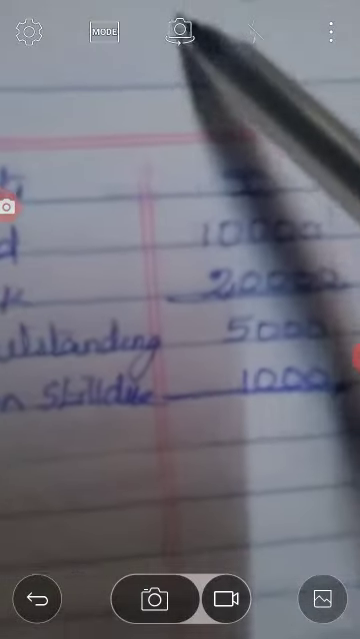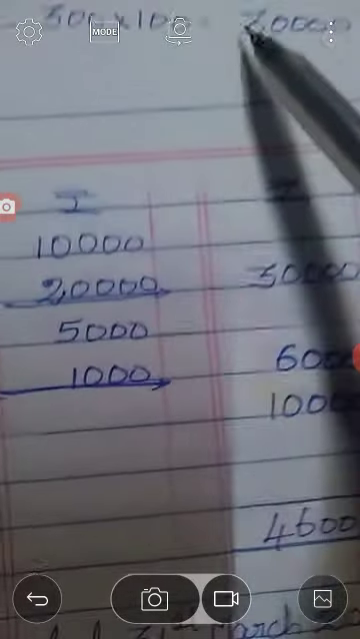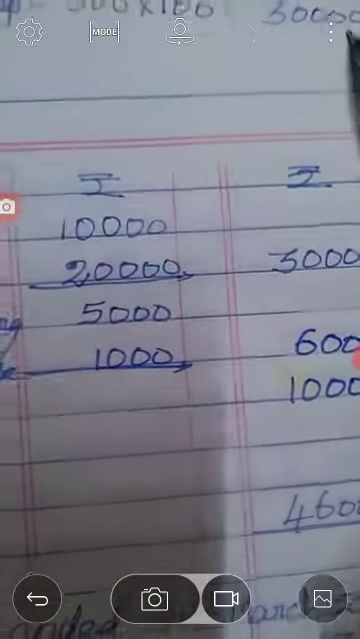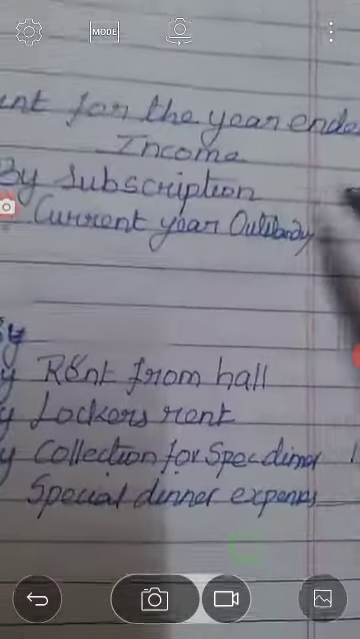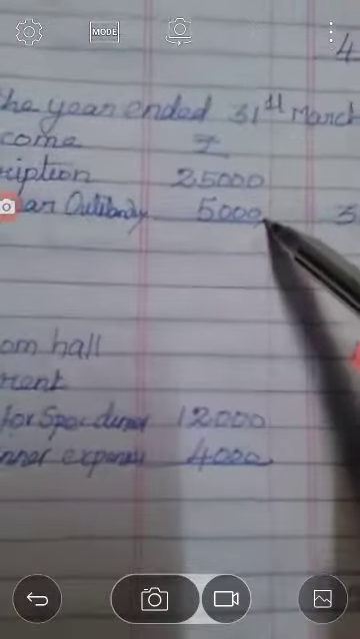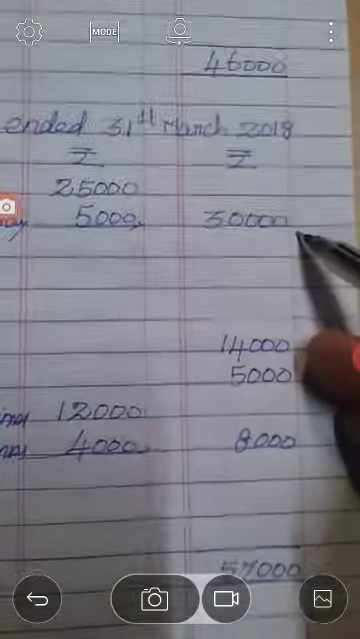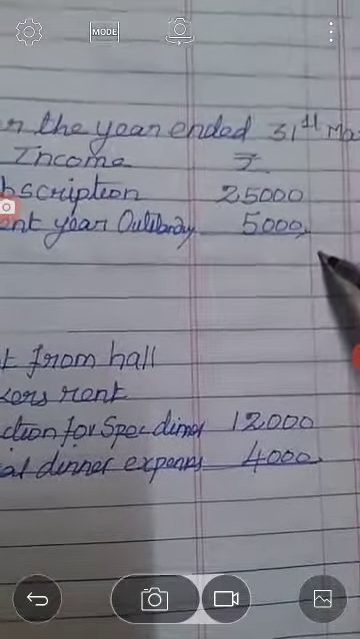There is a related adjustment. The club had 300 members, each paying rupees 100 as annual subscription. So here the subscription amount is 300 into 100, which is 30,000. There we have 25,000 by subscription. So the current year outstanding is 5,000, so total 30,000. Then the current year outstanding 5,000 should be shown on the balance sheet asset side.